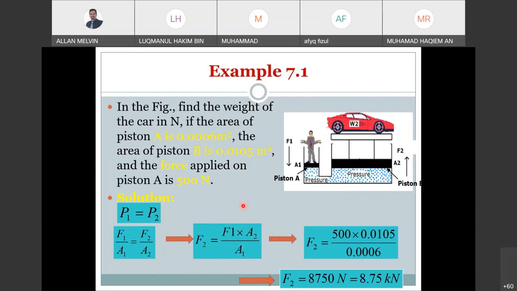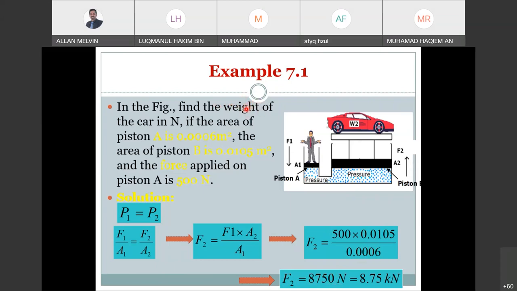So with this formula, you just replace. Force 1 is 500, times A2, which is 0.0105, divided by 0.006. So you get the force in Newton. When you settle this, you get 8750.